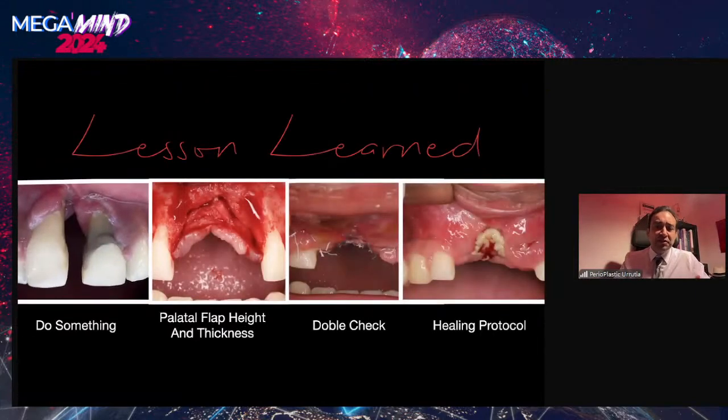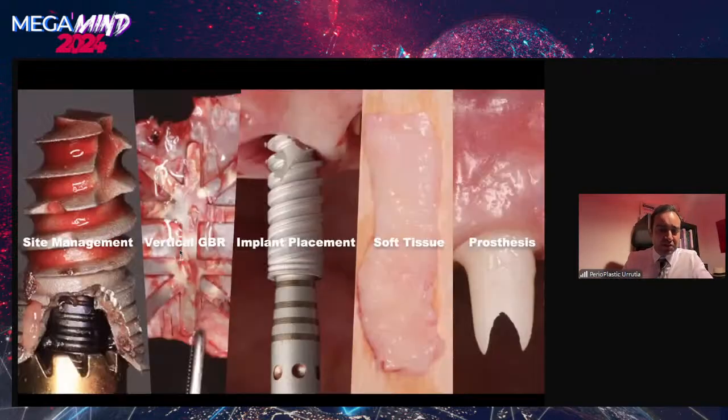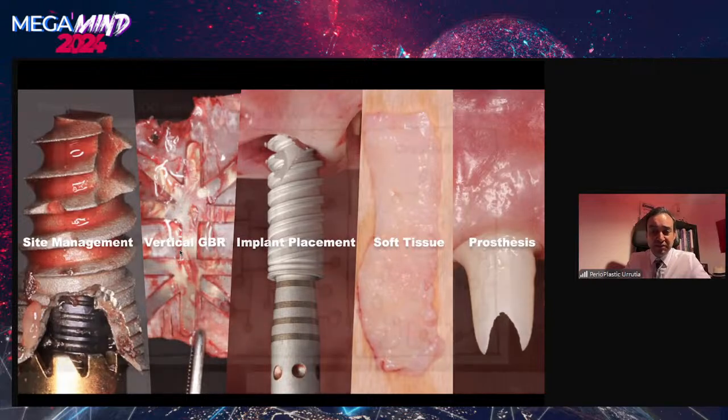And what is the lesson learned from this situation? Always, in the extraction and the preparation of the patient, do something. The palatal approach for me is mandatory for the closure of the flap. Always double check your surgeries, and the HITL protocol is mandatory because something could happen in the 9th month of waiting for your bone. So this is to keep in mind the lesson learned and the message about our protocol in this kind of situation: the site management, vertical GBR, implant placement, soft tissue, and the prosthetic phase.